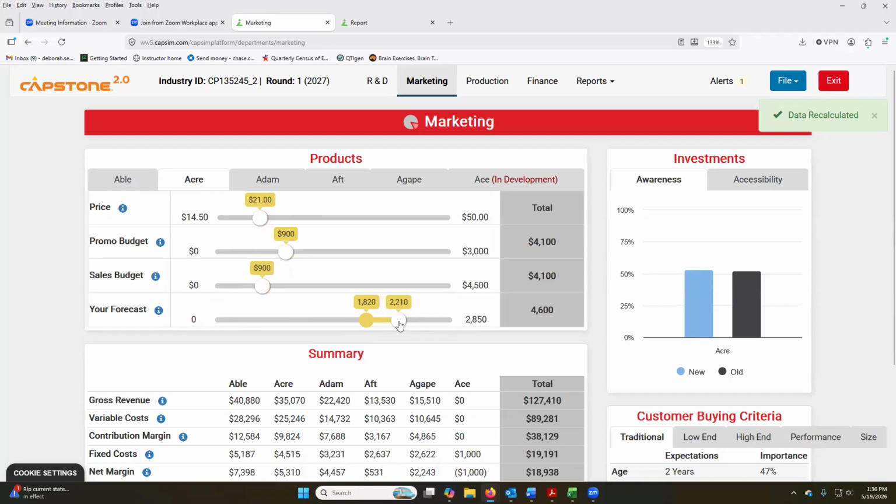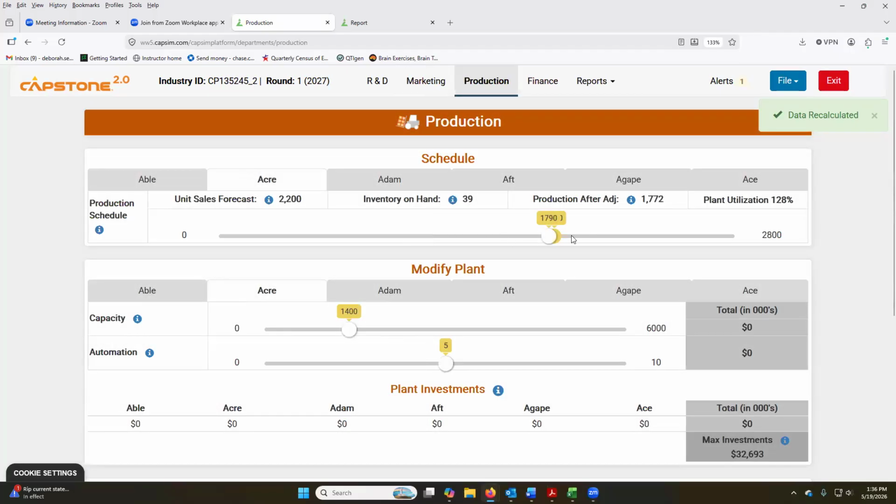This is just on forecasting, but I will definitely need to build some bigger factories at some point in the very near future, but that's for a different lecture. Okay, so back to production.